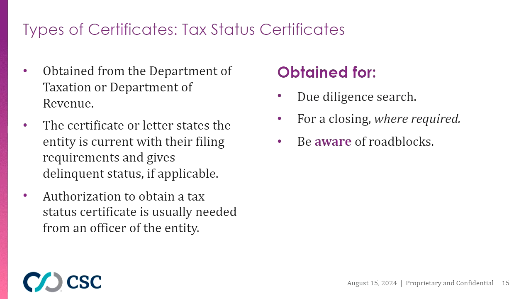The other thing that you need to know is that these can take a really long time to obtain. It's not unheard of that the process to obtain a tax status certificate can take at least 6 months. In some states, it may take as long as 2 years. So when we have that bullet point there that says be aware of roadblocks, it's whether or not CSC can help you even obtain it, who gets that authorization, and then the time frame to be able to get it.